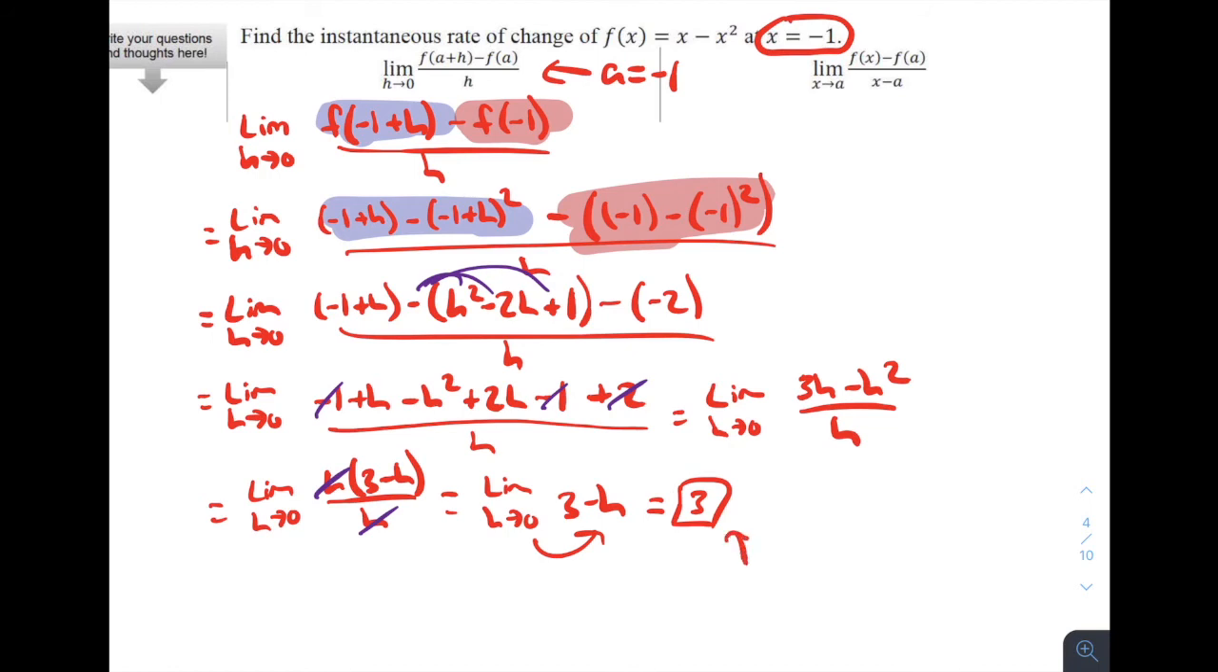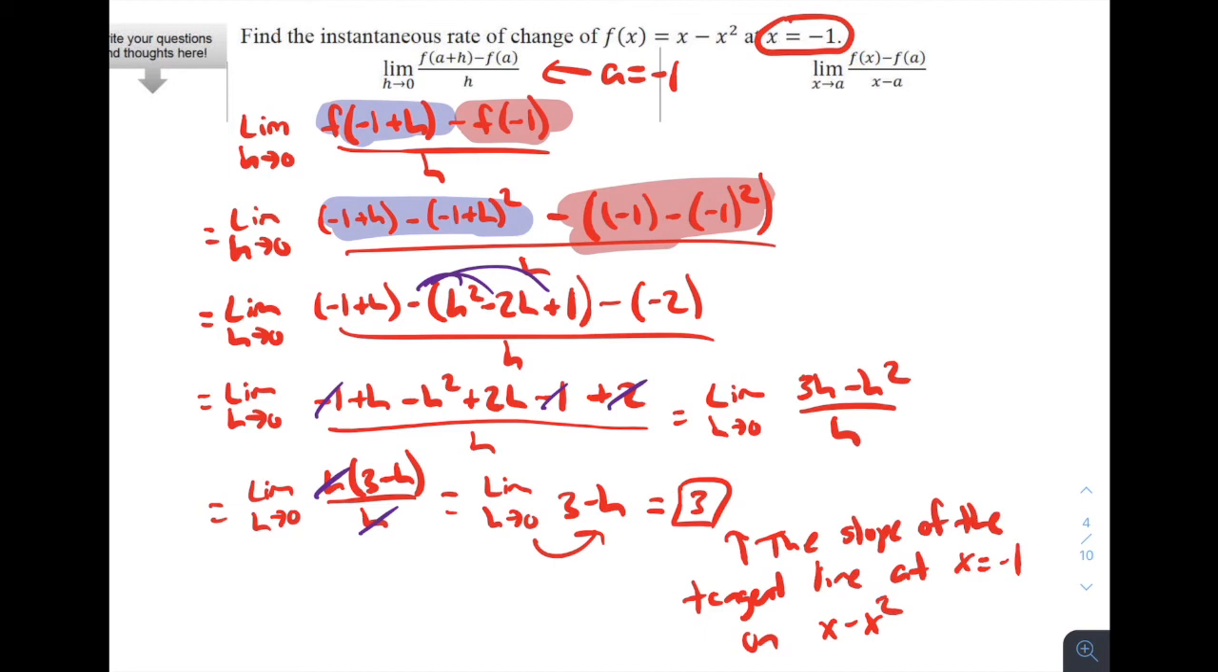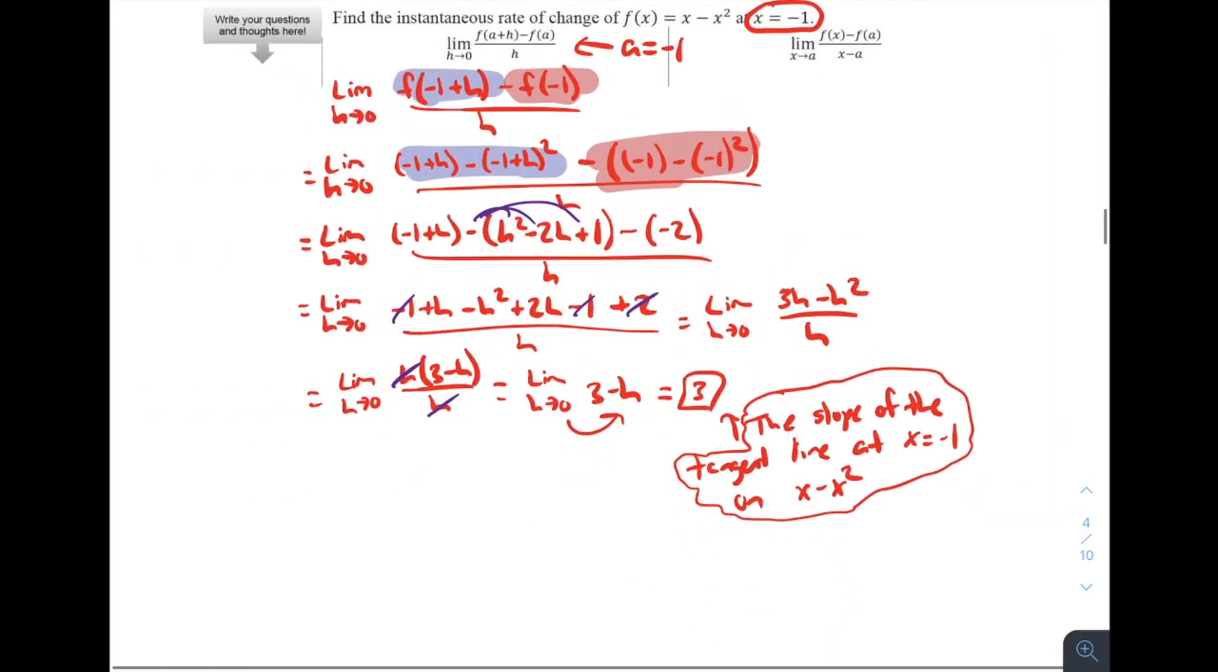And again, what is this? This is going to be the slope of the tangent line at x equals -1 on the function x minus x squared. So the slope of the tangent line at x equals -1, from doing this work, I can tell you it's exactly 3, which is sort of nice considering I haven't even graphed it, I haven't even really looked at it. That's pretty cool. All right, so that is one of these.